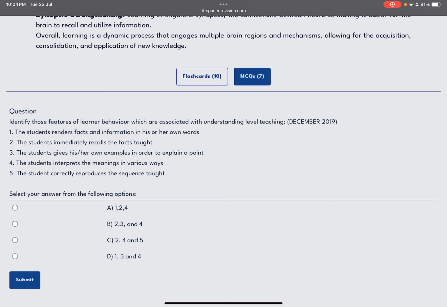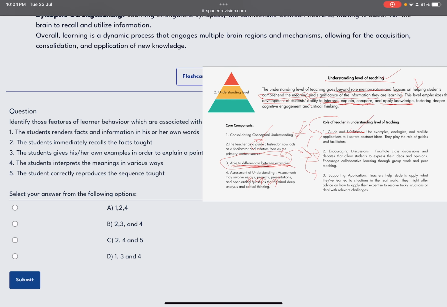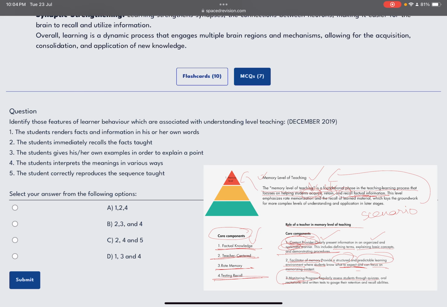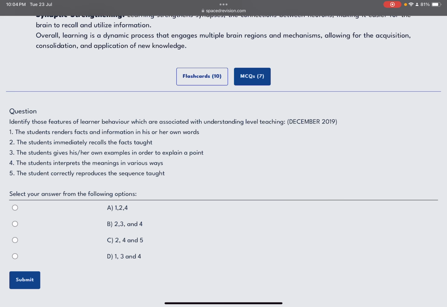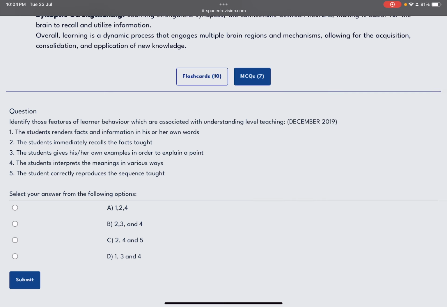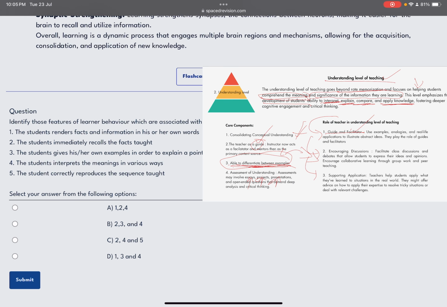Identify those features of learner behavior which are associated with understanding level of teaching. The student renders facts and information in his or her own words. That's understanding level of teaching. The student immediately recalls the fact taught, memory level of teaching. The student gives his or her own example in order to explain a point. Again, understanding level of teaching. I said any examples, that would be understanding level of teaching. The student interprets the meaning in various ways. Again, understanding level of teaching, one level more than the rote memorization.